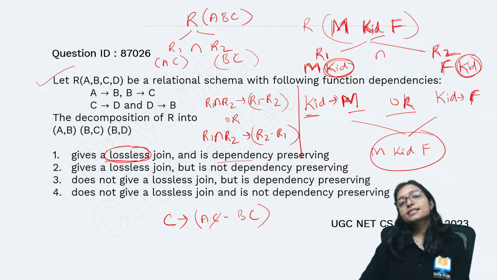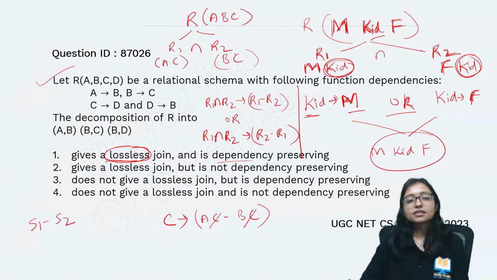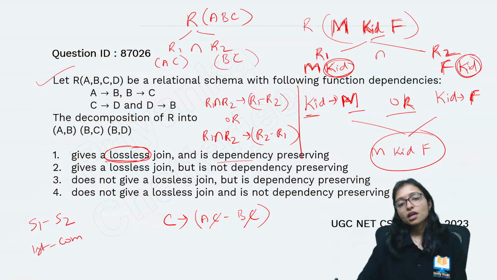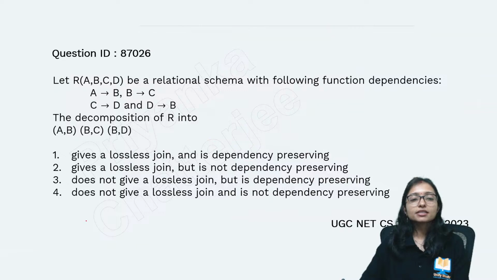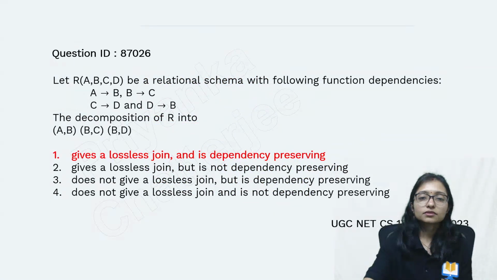Always C will be cancelled here. This is the common property. Whenever you are doing minus, from set 1 minus set 2 means first one minus the common one. First one minus the common one. So you are getting here, whenever you are doing AC minus BC. Okay.